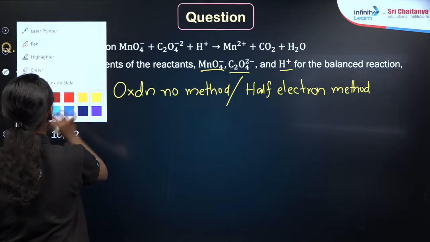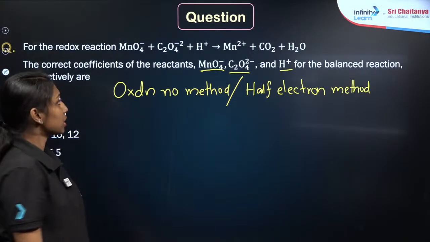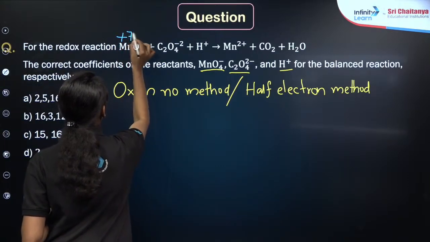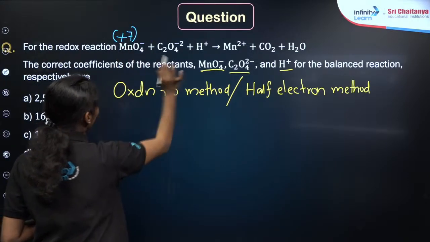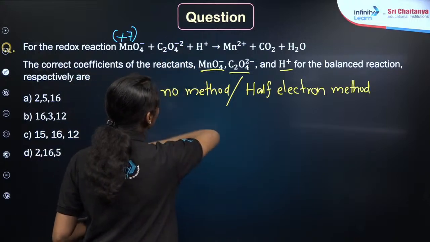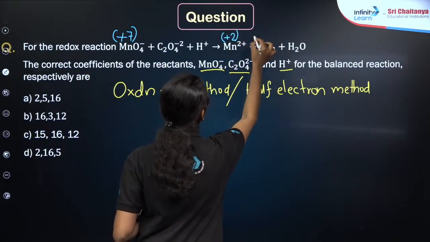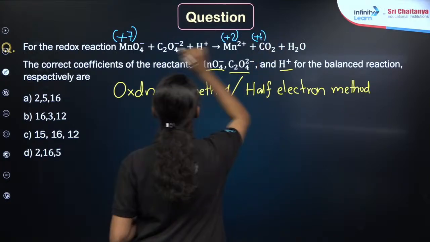In order to solve this question, first you have to identify the oxidation numbers of each of the atoms. Here it is MnO4 minus, right? So manganese has a +7 oxidation state. Then what about here? In the case of carbon, here it is +2, here it is +4, right? What about here?